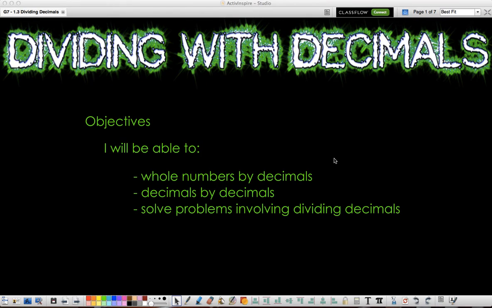All right, here we are in our third review lesson, dividing with decimals. Today's objectives: I will be able to divide whole numbers by decimals, divide decimals by decimals, and solve problems involving dividing decimals.